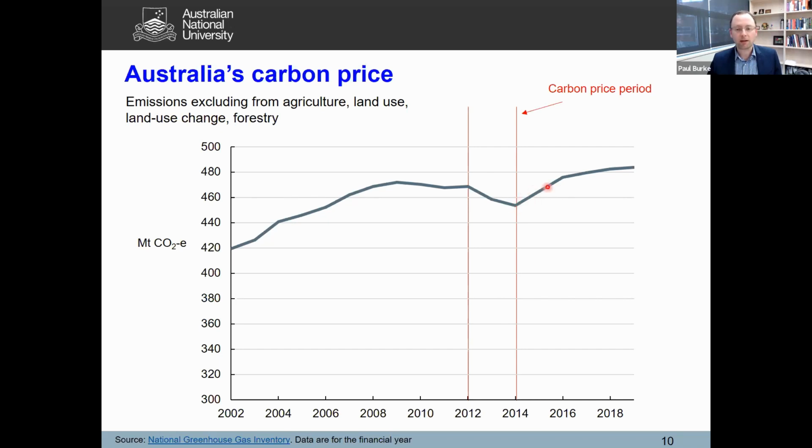Our emissions have been increasing. This goes until the end of 2018, 2019. So probably this year it's going to come down like this, but yeah, the graph goes until the end of the 2019 Australian financial year.